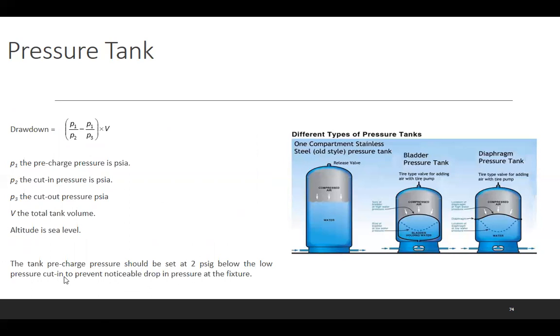The tank pre-charge pressure should be at least 2 PSI gauge below the low pressure cut-in to prevent noticeable drop in pressure at the flex tube.